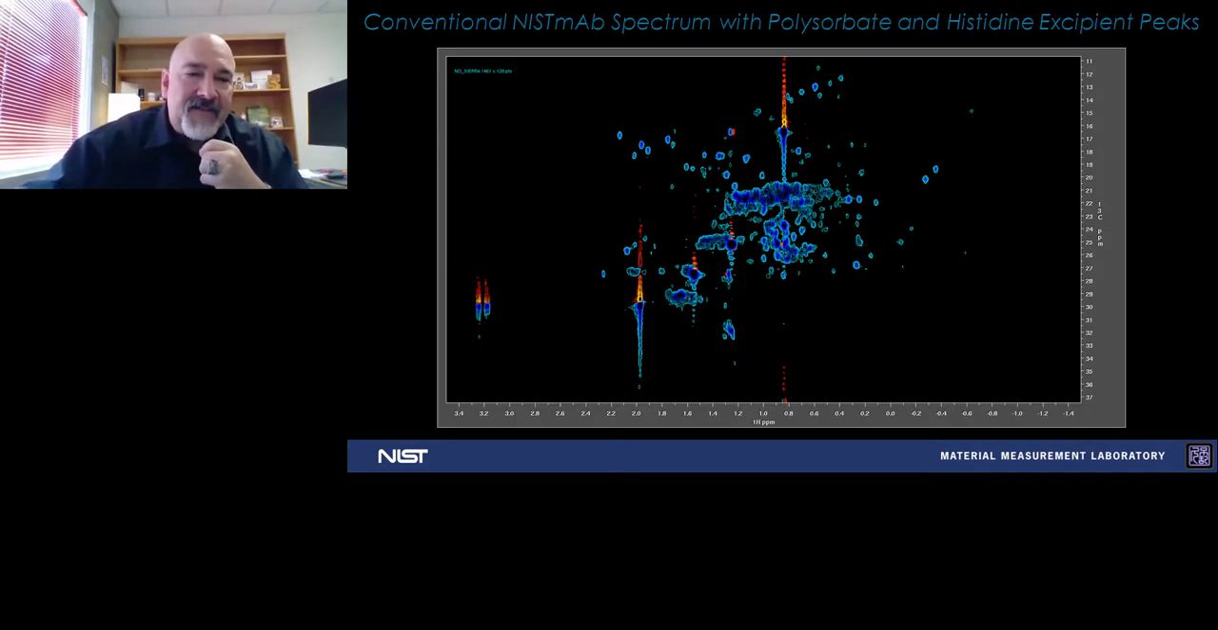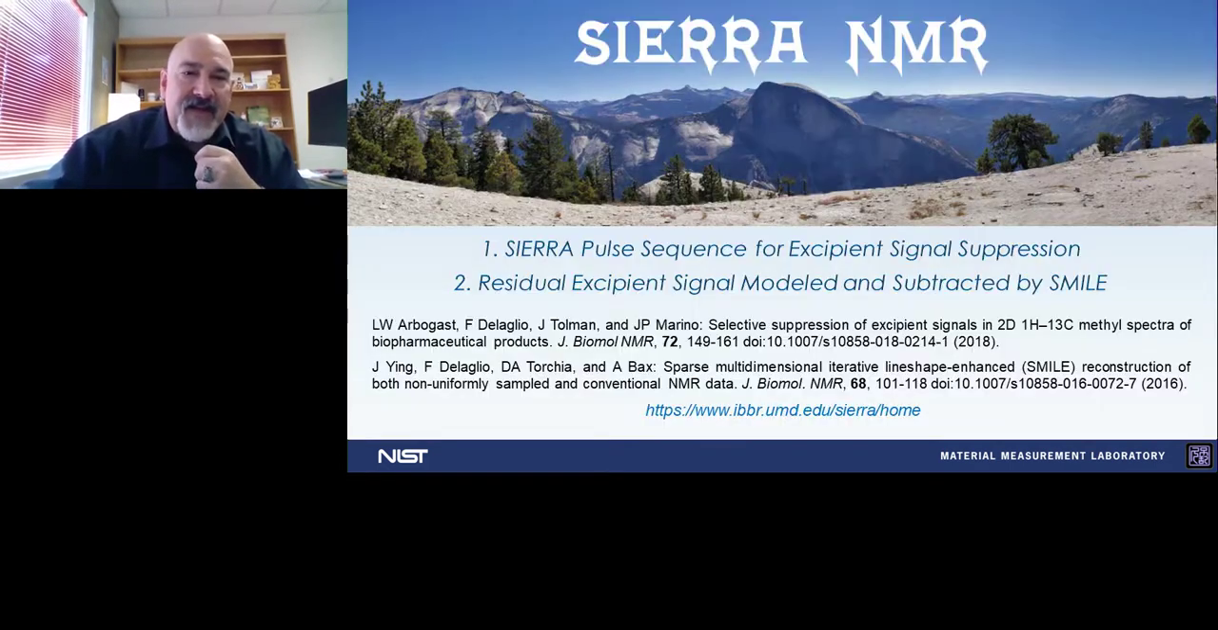As a final topic, I'd like to turn our attention to a new technique introduced by our colleague Luke Arbogast to help study these protein therapeutics in the presence of excipients. This is a method called Sierra NMR. It's a combination of a special pulse sequence for measuring data and a numerical method for treating the data afterward.